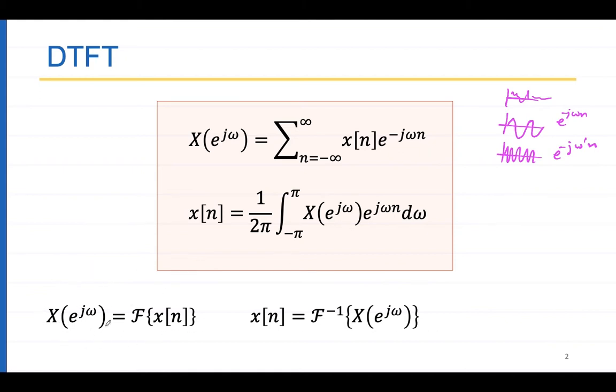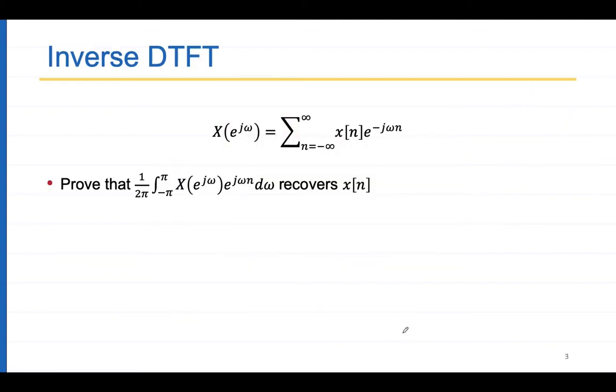So I can say X(e^(jω)) is the Fourier transform of the sequence x[n], and equivalently I can say x[n] is the inverse Fourier transform of X(e^(jω)). Now let's see if this inverse discrete time Fourier transform actually works. So prove that the inverse Fourier transform recovers x[n].